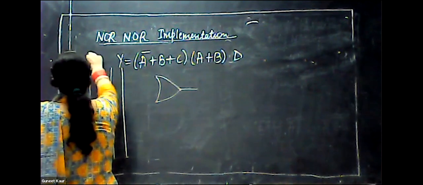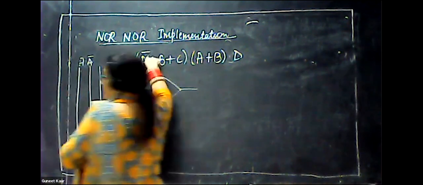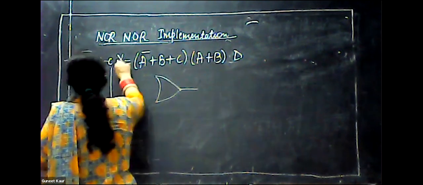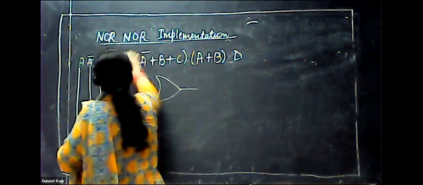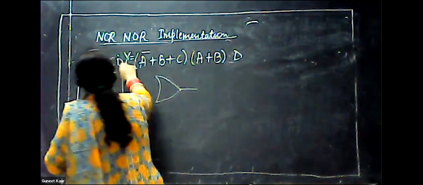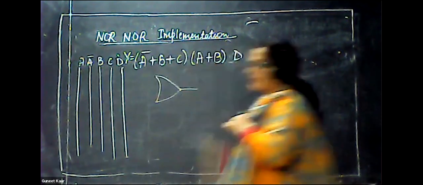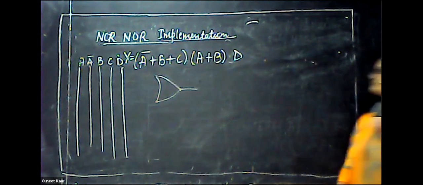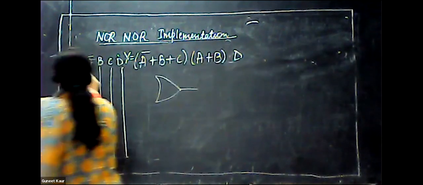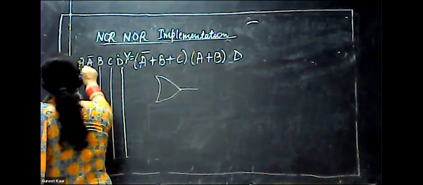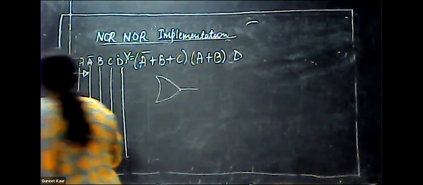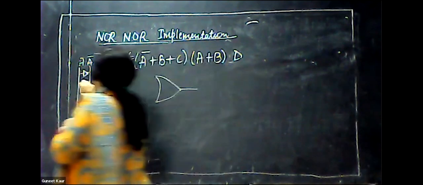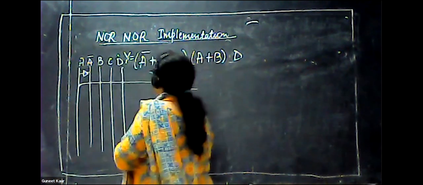First is A. Second is A bar, because you should have A bar also. Next B, then C, and last is your D, because how many inputs are there? Up to D, 4 variables are there. So firstly, I will make this A bar plus BC.